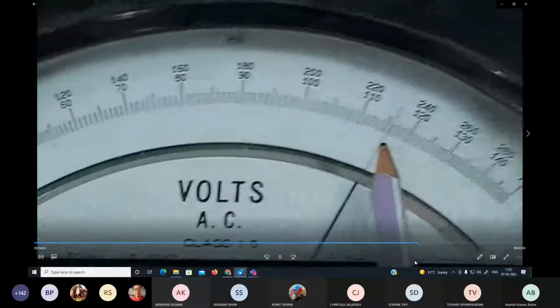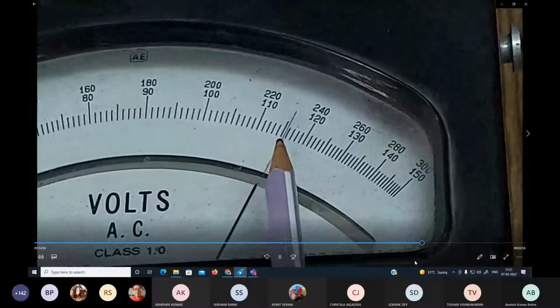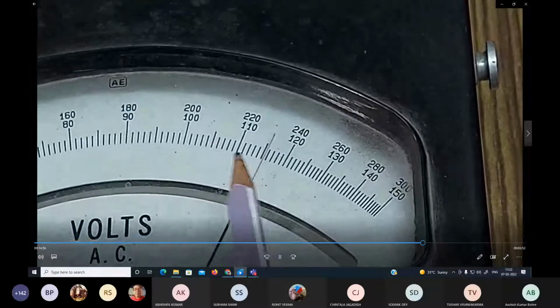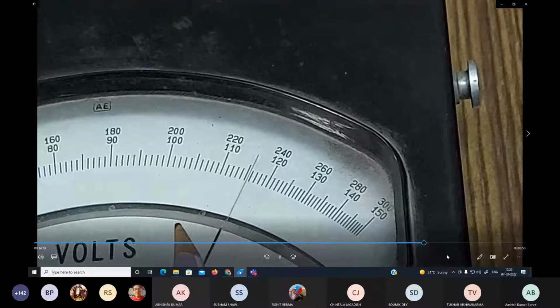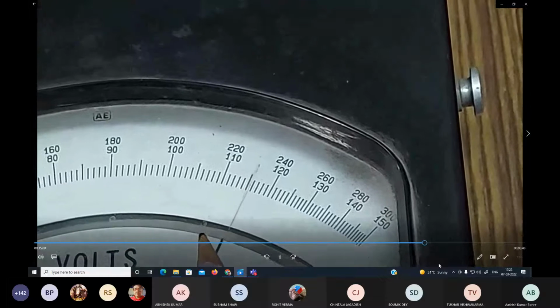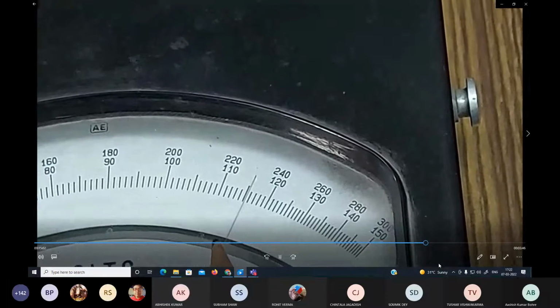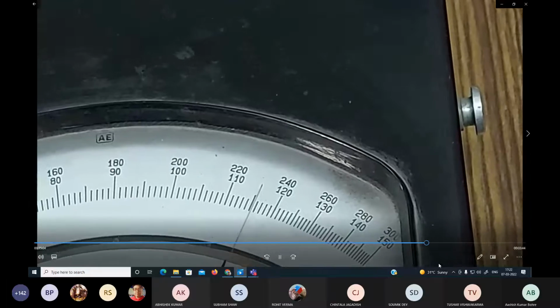Now see the secondary voltage here, the open circuit voltage. How much? This is approximately 220. Approximately, not exactly, or a bit more than that, but 220 is like that. Whatever voltage comes, you have to take only one reading.